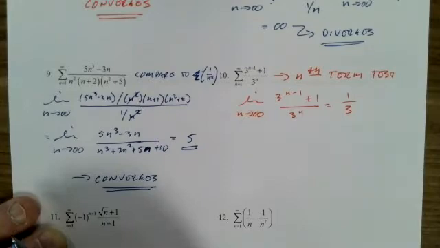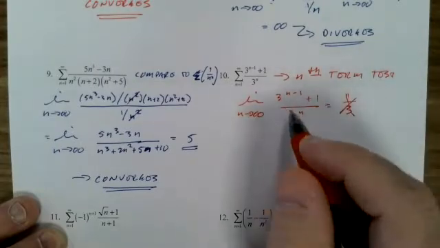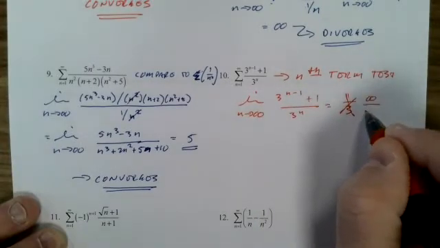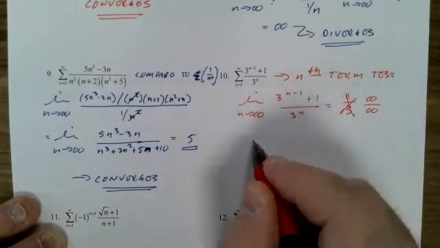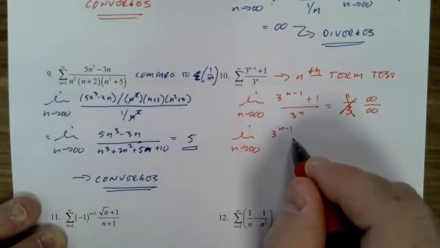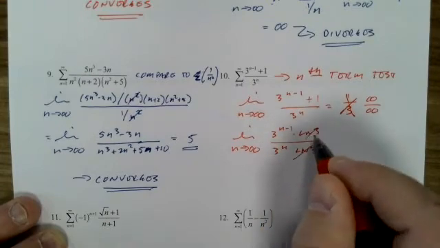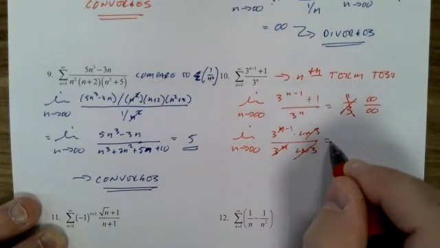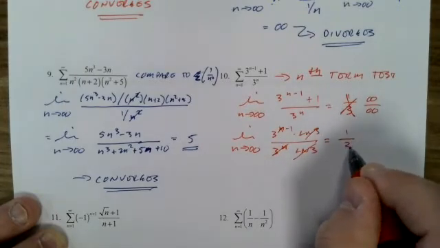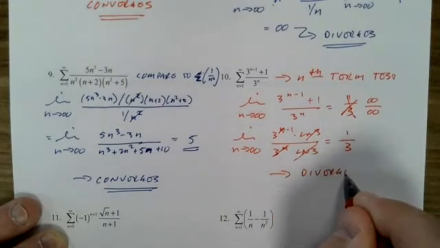Well, how did you get that? Well, we could take the derivative. Let's leave that off for now. So we get infinity over infinity. So let's take the derivative. We would get 3 to the n minus 1 times ln of 3 over 3 to the n times ln of 3. Cancel, cancel, cancel, cancel, equals 1/3. Since it's not going to 0, it diverges.